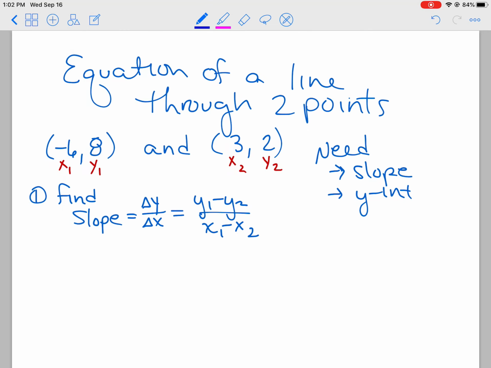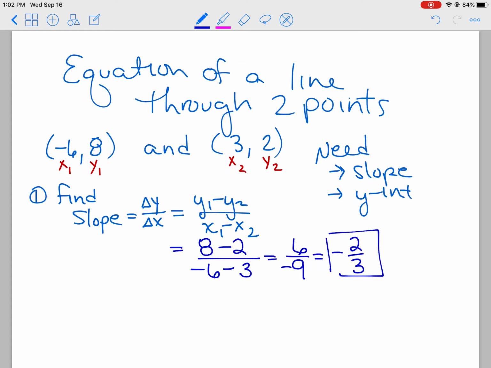Substitute those in. So I'm going to get 8 minus 2 over -6 minus 3. 8 minus 2 is 6. -6 minus 3 is -9. And you want to reduce, so we can divide both of these by 3, and we're going to get -2 over 3. So there's my slope.